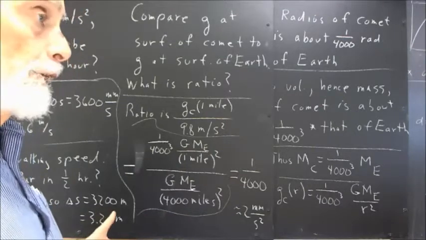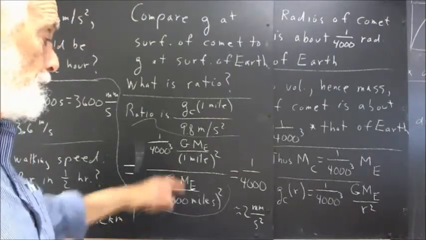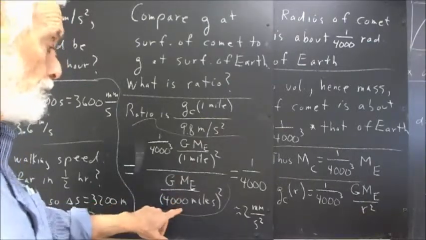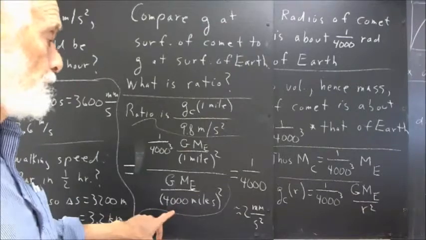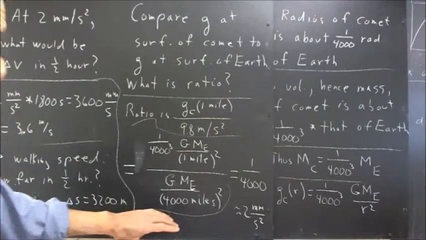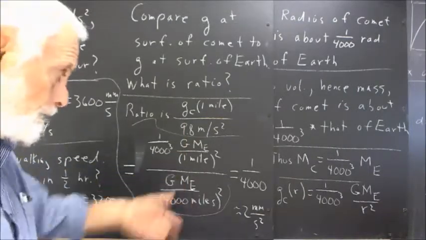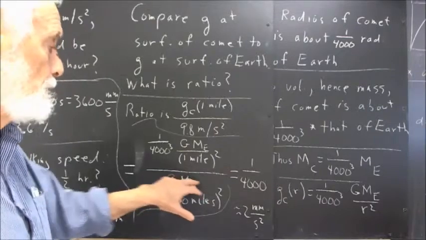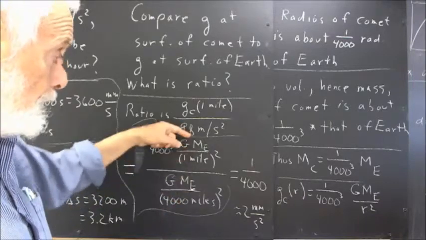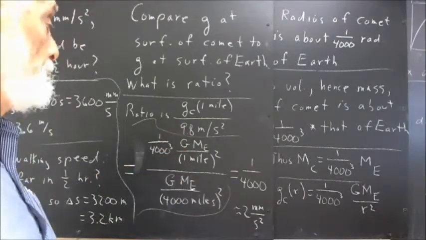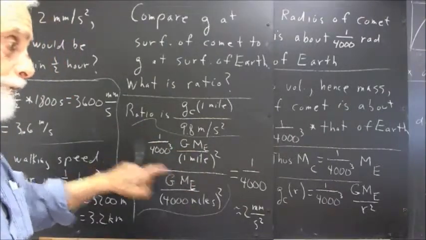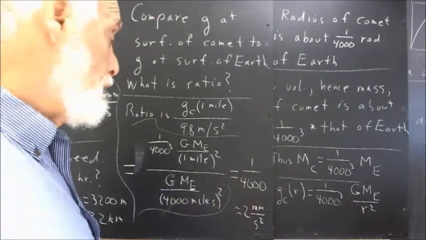The gravitational field of the Earth is G times M_E over the radius of the Earth, the distance from the Earth to its surface, 4,000 miles. So we're going to have (4,000 miles) squared in the denominator here. When we work out this complex fraction, inverting the denominator and multiplying, the big G and big M_E divide out, and we end up with (4,000 miles) squared over (1 mile) squared, which is 4,000 squared, and that divided by 4,000 cubed gives us a ratio of 1 over 4,000.